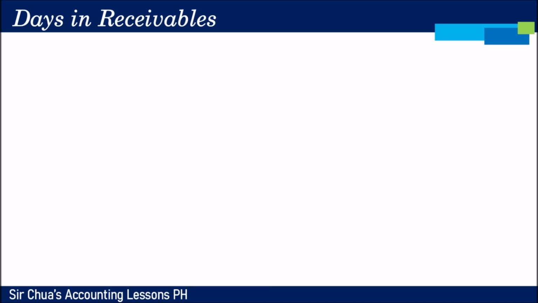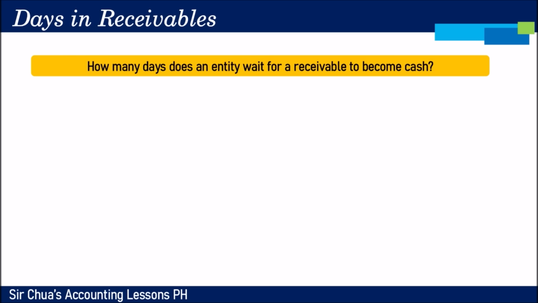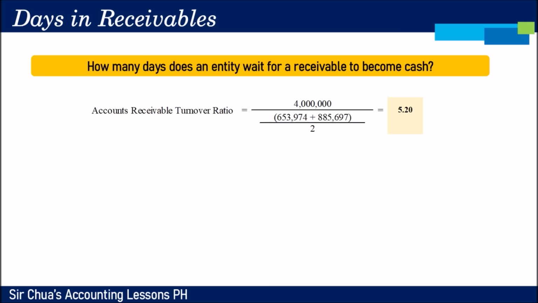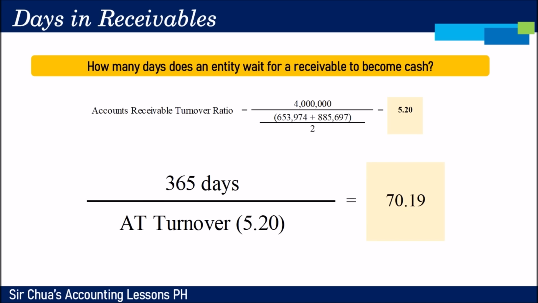Now, related to our days in inventory, parang ganito rin yung approach ng days in receivables. Ilang araw yung hinihintay natin para maging cash ang ating receivable, okay? So, kung 5.2 ang ating accounts receivable turnover, ganun din po ang mangyayari, 365 divided by 5.2, 70 days. 70 days is 2 months, 2.5 months actually, 'di ba? So, layo nun, di ba?